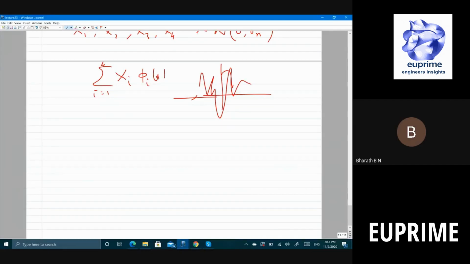Okay, let's move on now. So let's look at a specific form of Gaussian processes. For example, there is something known as the Gaussian sinc process.